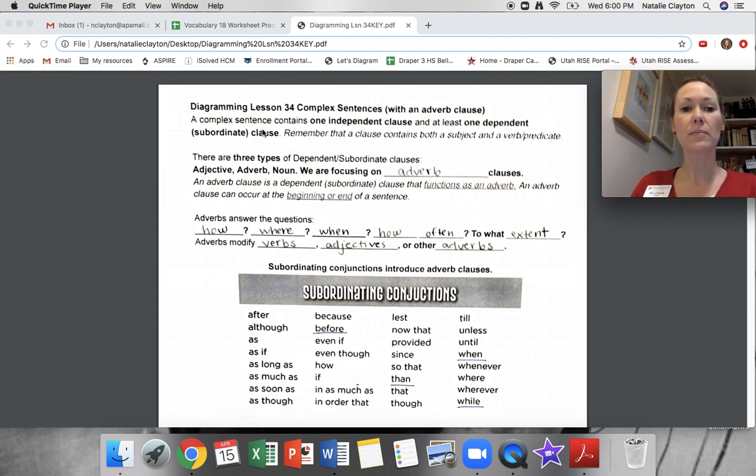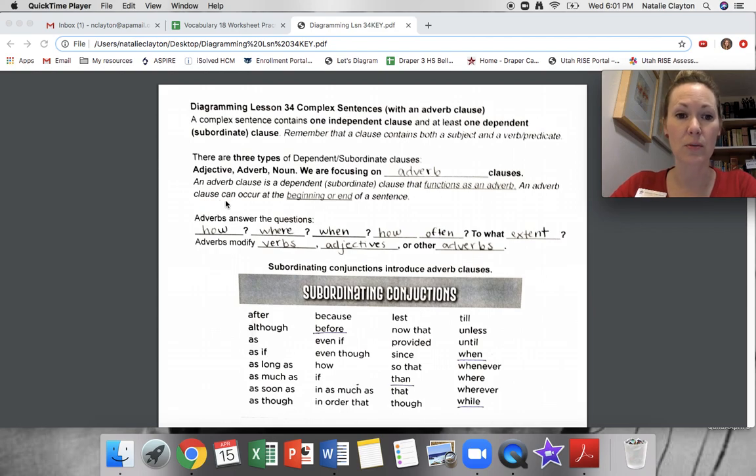So remember, a complex sentence will have an independent clause and at least one dependent clause or subordinate clause. And all clauses will have a subject and a predicate, or subject and verb. And there are three types of dependent or subordinate clauses. We've already gone over adjective clauses. Now we're going over adverb clauses. The other one is noun, and we probably won't cover that this year. Go 8th grade. So adverb clauses.